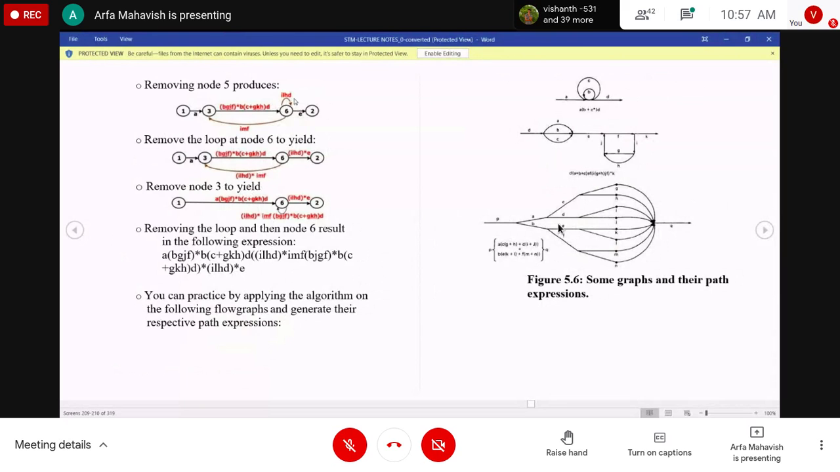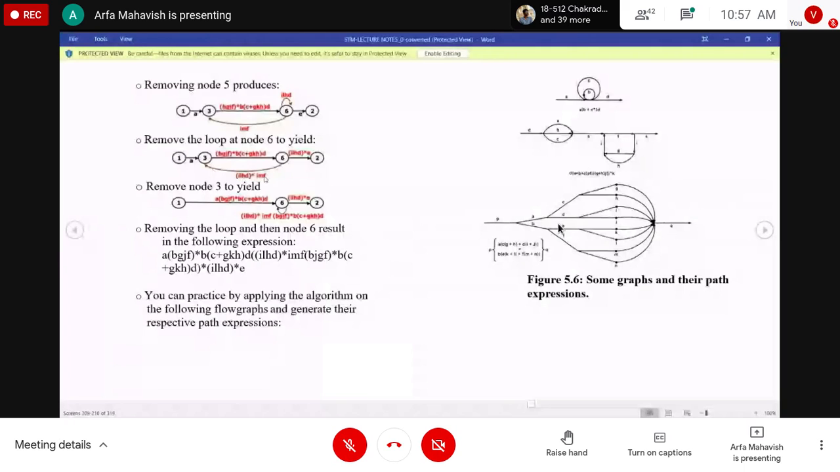Next same thing, if you are removing this loop, it will be joined to the 6 to 2. Okay, then I L H star 6, same like that. Then it is calling, if you are removing, then self loop will be conducted over here, then I L H D star I M F.